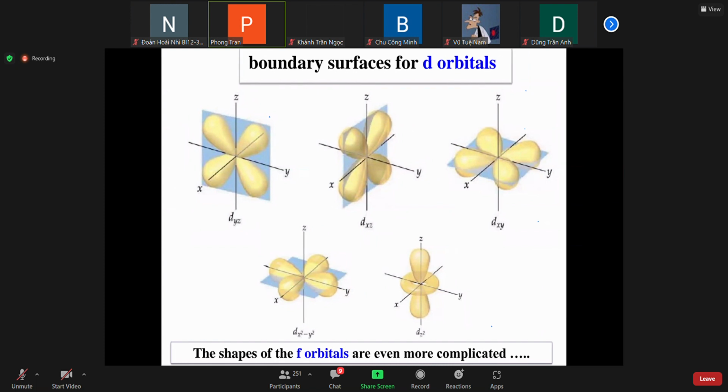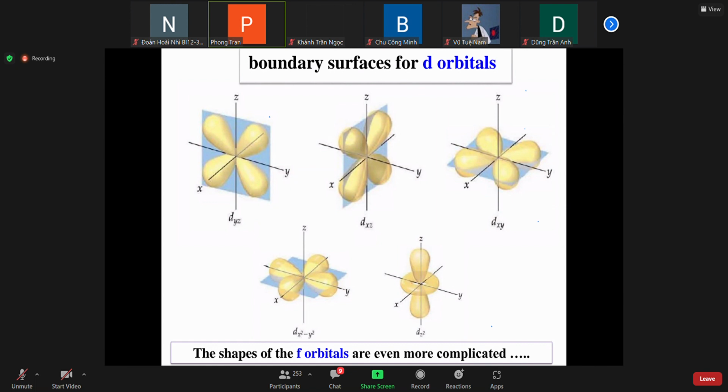How about the orbital d? For the d orbital, you have 5 different orientations: dyz, dxz, dxy, dx² minus y², and dz². Okay, so that's for the d orbital. And the d orbitals, we start to have them on the third layer. So we start from 3d.